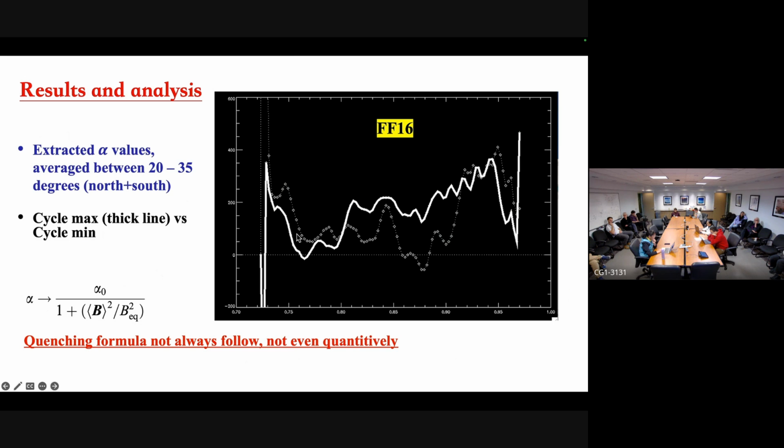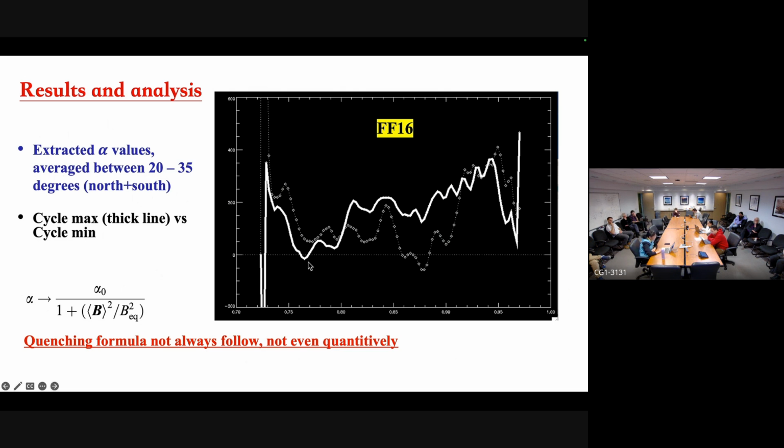So this thick black line is for the maximum, and this line is for the minimum. Here, I didn't average all regions. I only averaged between these 20 to 35 degrees, which is the region where the field is the strongest. So that makes this more evident.